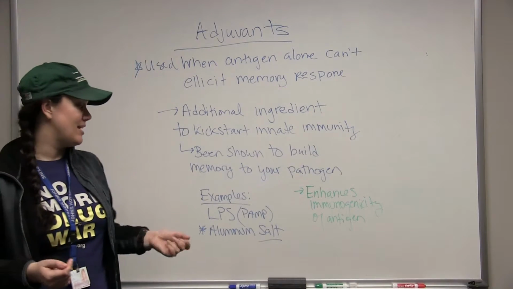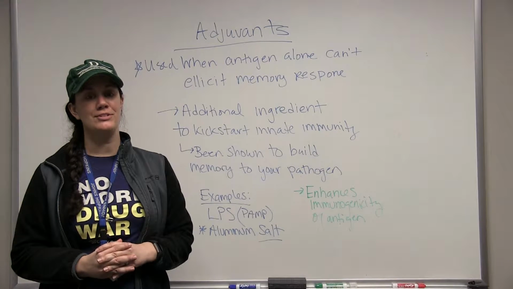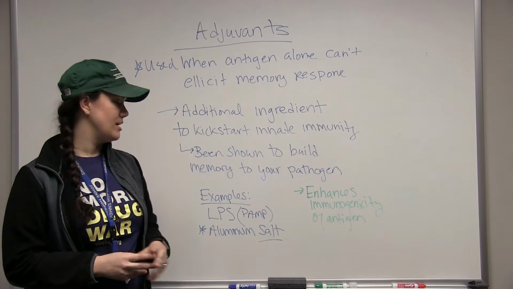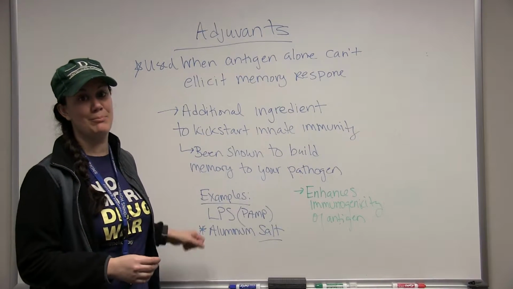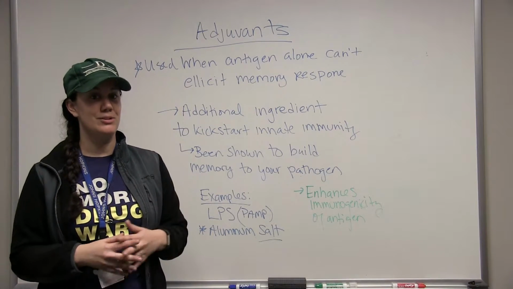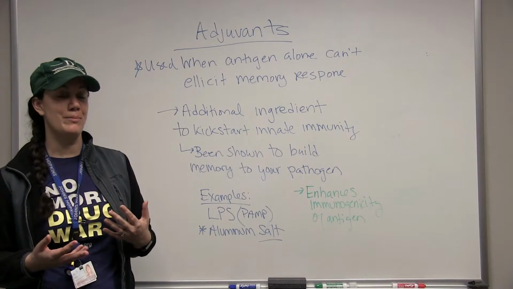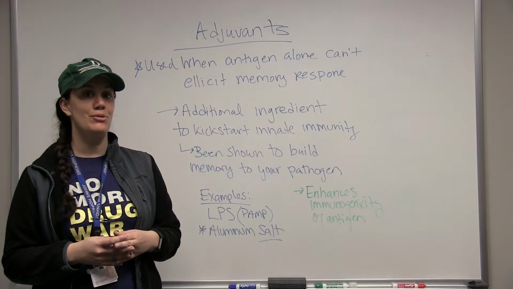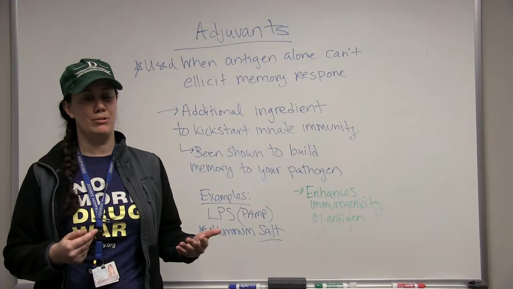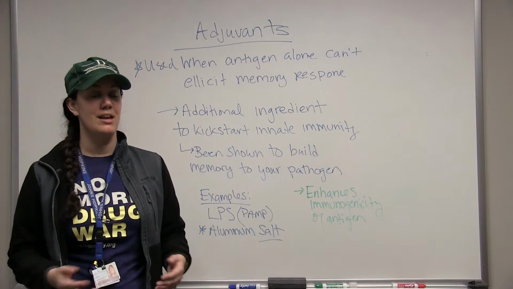So a few examples that I put up here to know are LPS, which if you remember from one of our first lectures is a PAMP found on bacteria cell walls. The other, and this is the most common example, is called aluminum salt. And if you notice that it's a salt, so it's not actually like aluminum foil that we're injecting into your body, but it's the salt form. And we actually don't know a lot about how aluminum salt works to elicit an innate immune response and then in turn a memory response. We just know that it works.